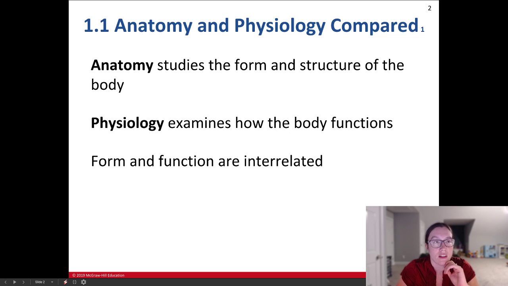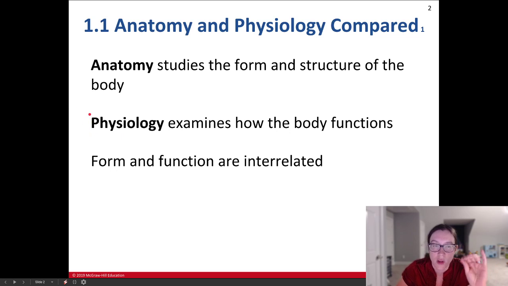So the first thing we need to learn is what anatomy and physiology mean. Anatomy studies the form and structure of the body. So this is what things look like, and we're going to focus more on anatomy during lab. And we usually will study the anatomy of something first, right? This is what it looks like, what it's made of, and then we're going to start looking at the physiology, and this examines how the body functions.